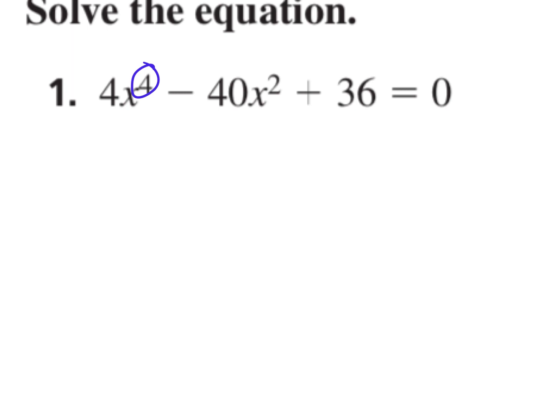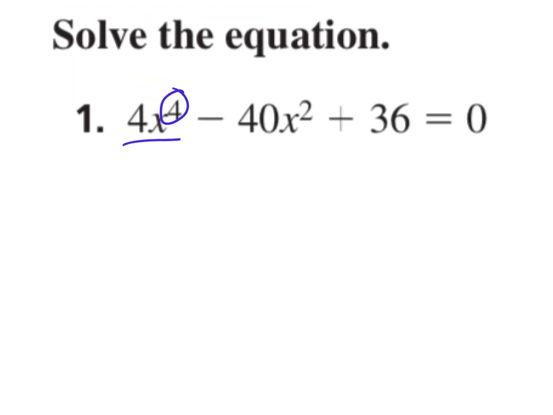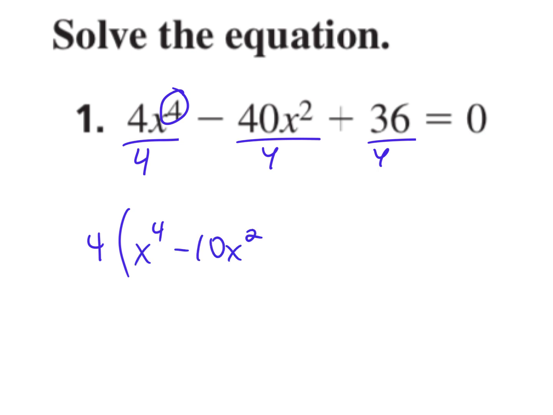First thing we look for is GCF. Perfect. What do I take out? All of them have a 4. Awesome. So I leave that 4 out in front. 4 divided by 4, it leaves me with x to the 4th minus 10x squared plus, what's 36 divided by 4? 9. Good. All right, I'm left with a trinomial. Leave that 4 out in front.